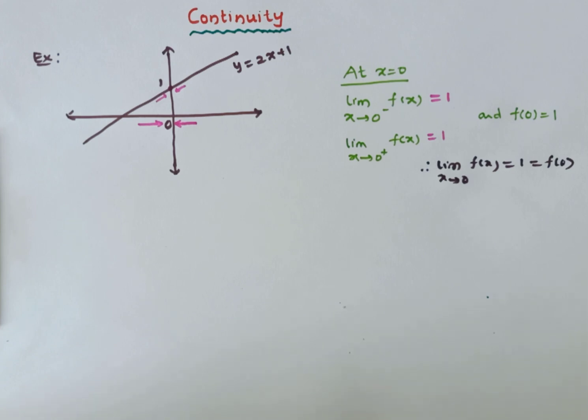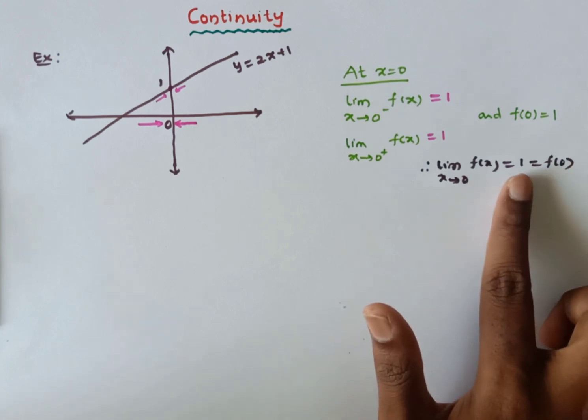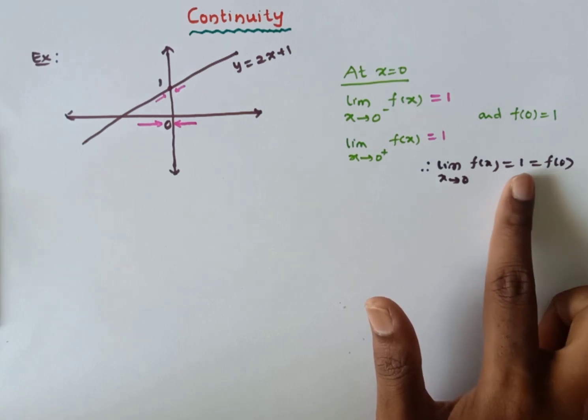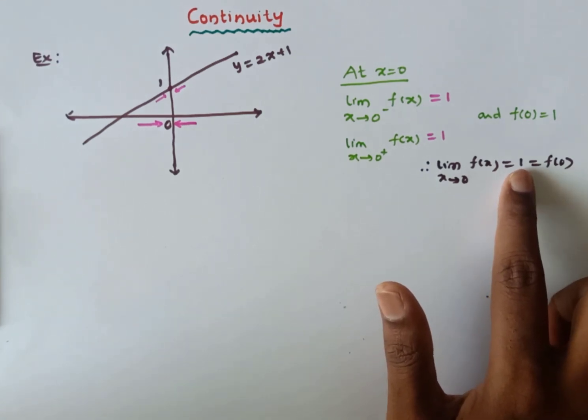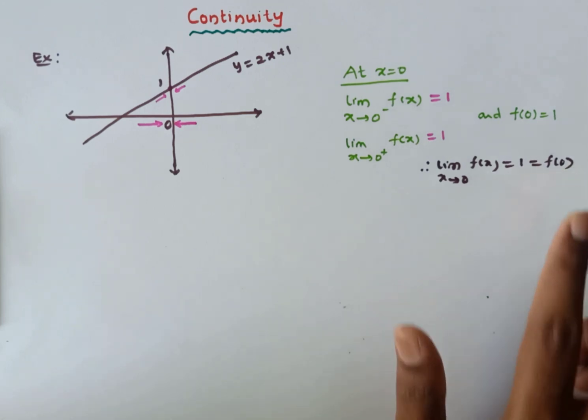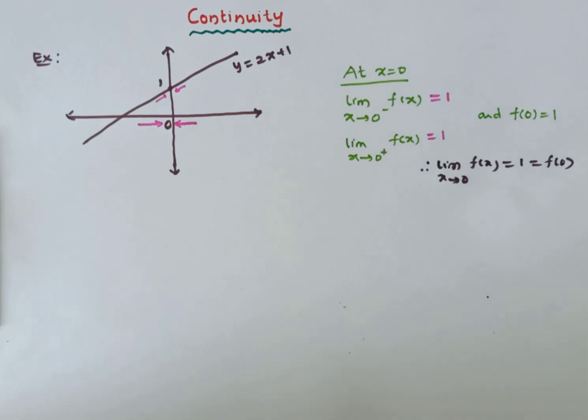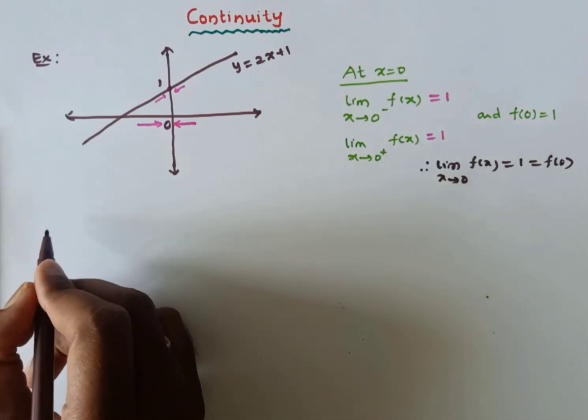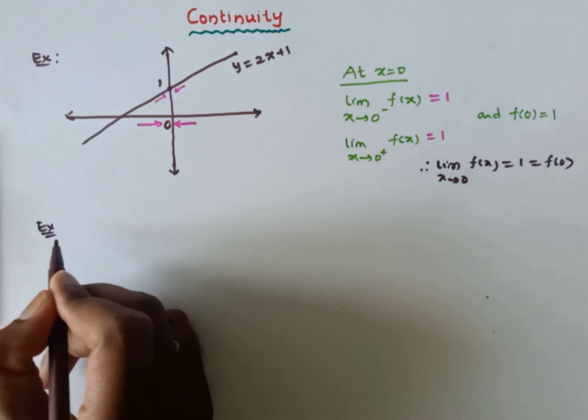So what is the difference between limit and continuity? The limit means the limit as x tends to 0 of f of x exists, and there is no need to define the function value at x equal to 0, no problem for the limit. Whenever it is equal to the function value, then only we say that it is continuous at a particular point. Let us take one more example.